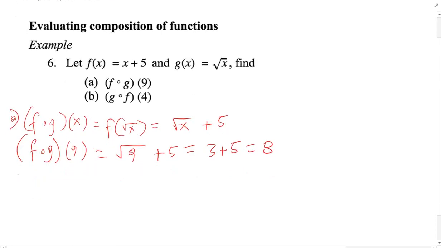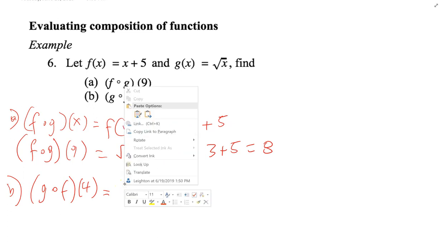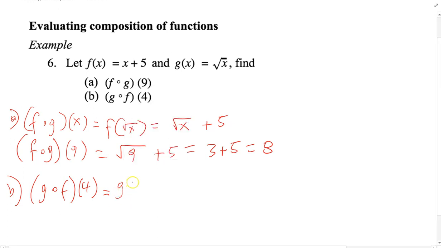Then part B, we want to find the g of the f of 4. We already found the g of f using the same equations before, but let's take another shot at it. Let's do x first. G of the f of x is going to be the g of x plus 5, which will be radical of all x plus 5.